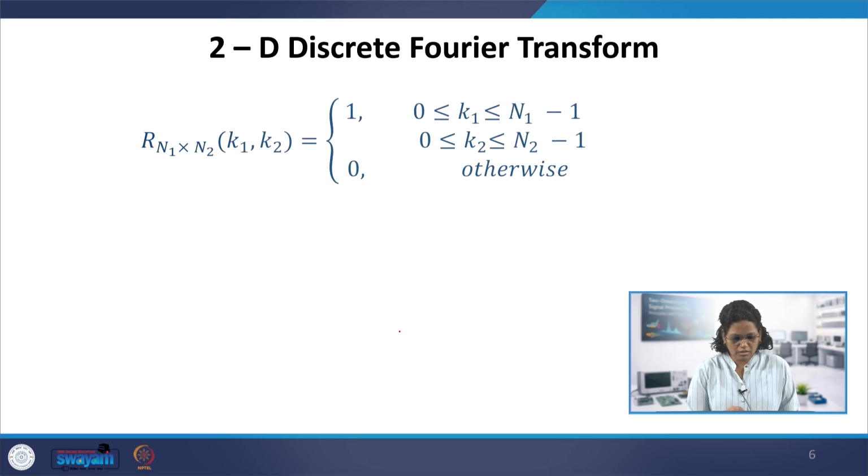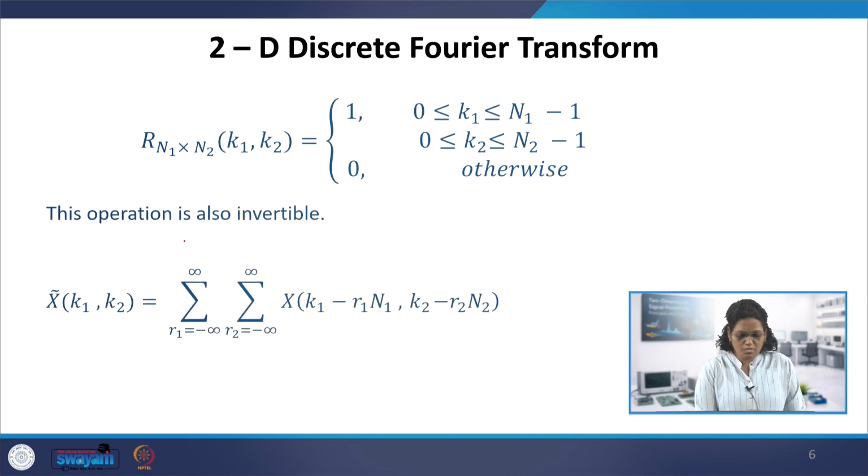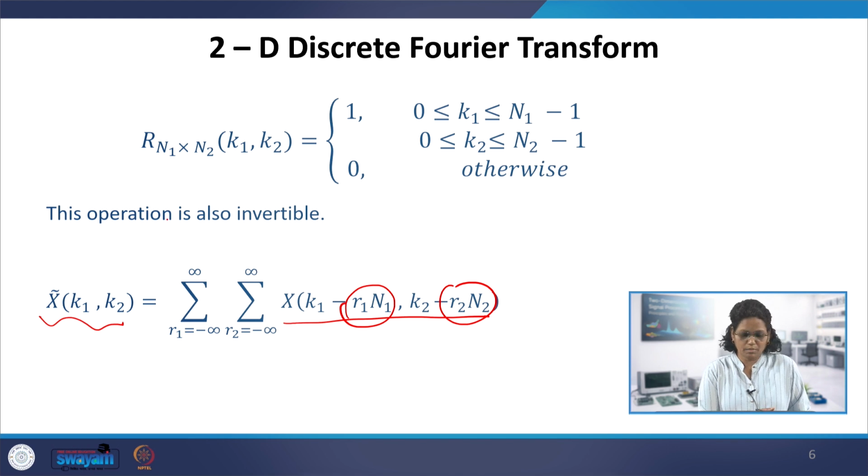So R is defined as 1 for this region, similar to the time domain or the space in 2D. This is the frequency domain, k1 and k2. This is 1 for this region, k1 between 0 and n1 minus 1 and k2 between 0 and n2 minus 1, and 0 otherwise. If this is the case, this process is also invertible. So knowing this x of k1, k2 and shifting it left and right with r1 and r2 from minus infinity to plus infinity and summing over the coefficients, we can get the DFS for the periodic sequence. This is equivalent to the periodic sequence.